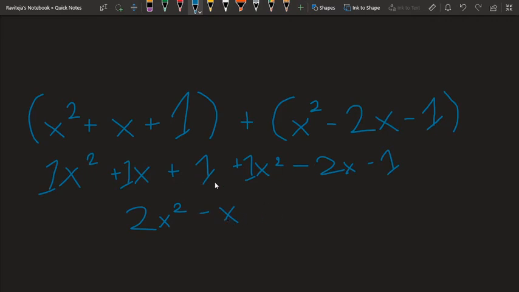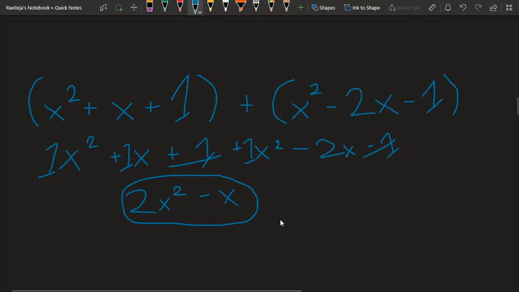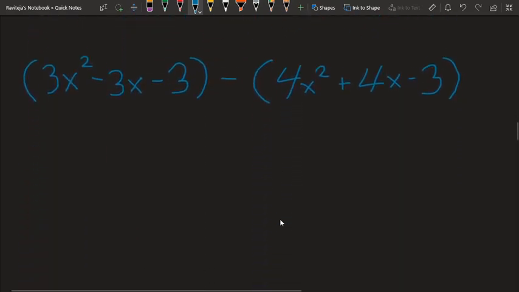Finally, we come to our numbers, which is just positive 1 plus negative 1, which equals 0. So those two would cross out, and we'd be left with 2x squared minus x when we add these two polynomials together. Now let's move on to subtracting polynomials.